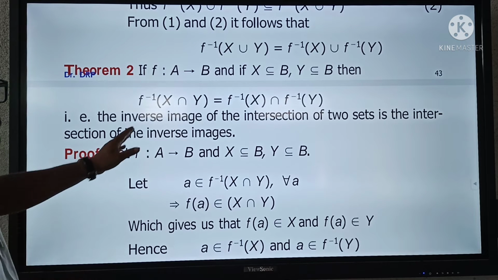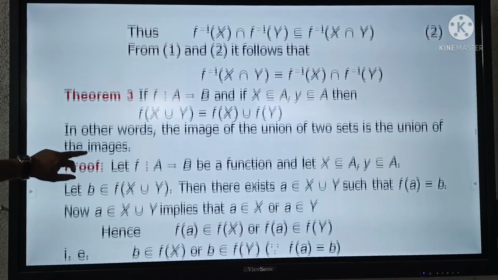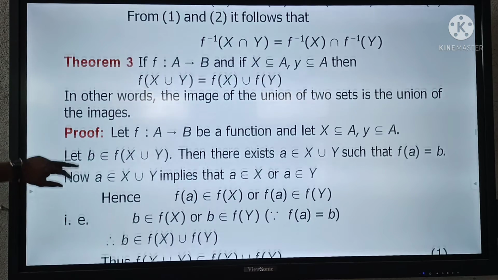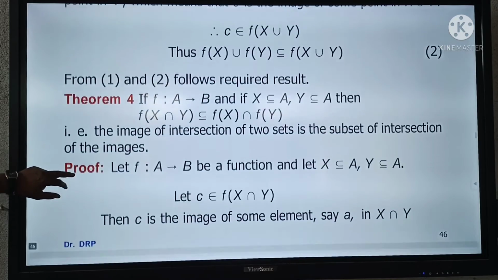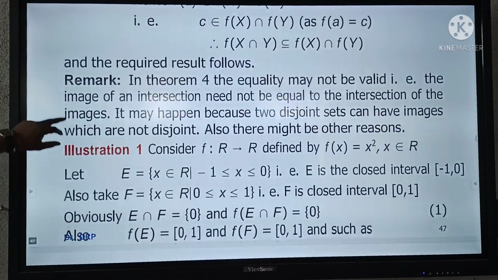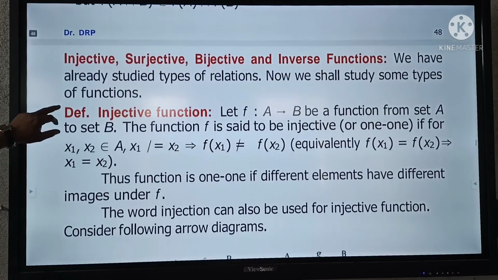So in case of intersection, the theorem is here. Again there is a proof. The next theorem: if f is a function from A to B, and if X is a subset of A, Y is a subset of A, then f of (X intersection Y) is f of X intersection f of Y. This is again in case of intersection. This is the illustration, that is their example.